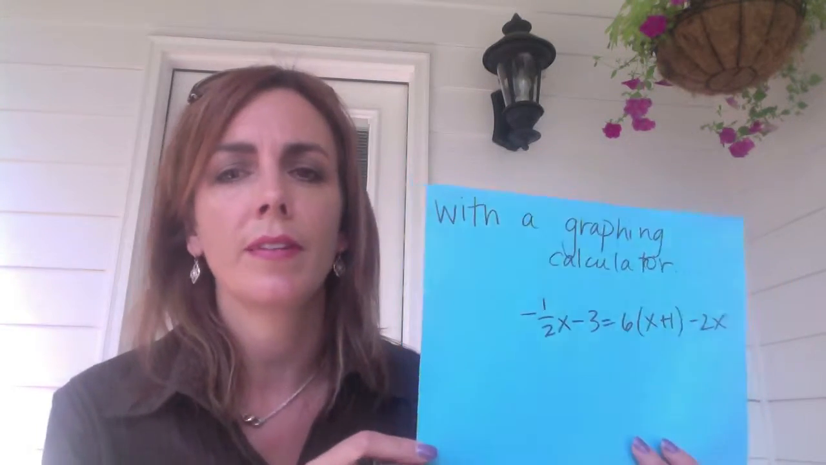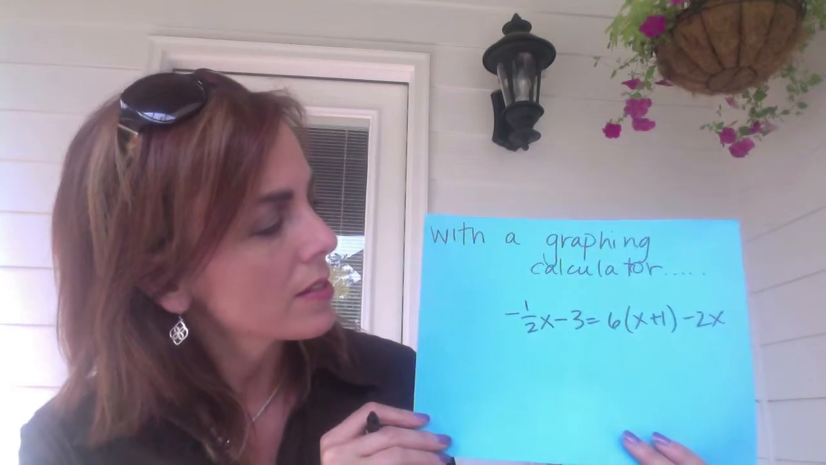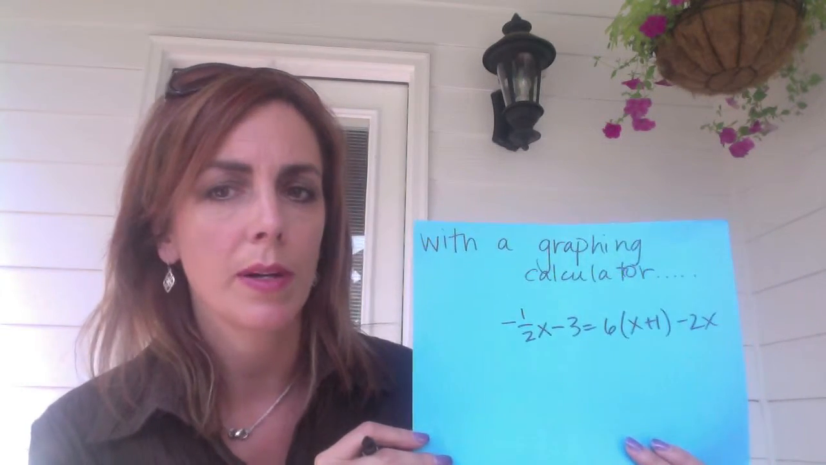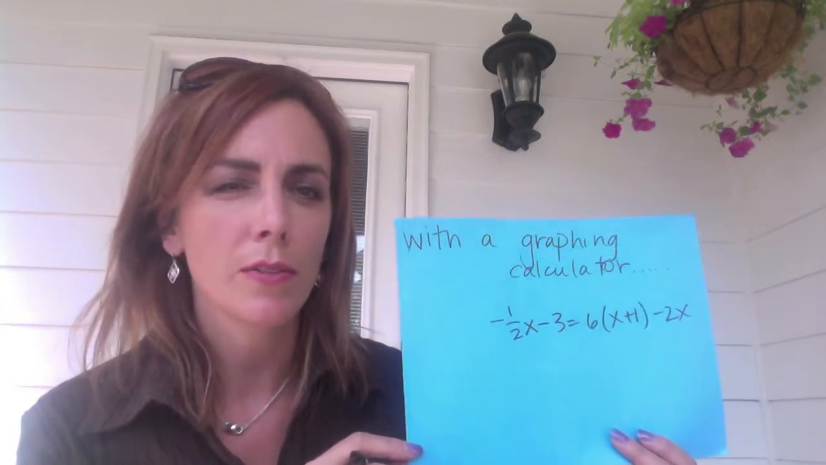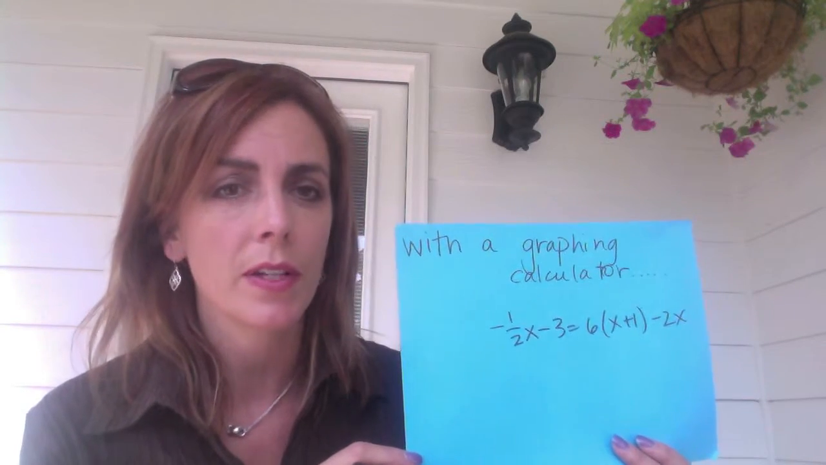Okay, so the next part of this we're going to look at is solving a linear equation with a graphing calculator. So that brings into discussion, how does a graph relate to solving a linear equation, and also how can we look at a table of values and decide what the solution is. So let's take a look at this equation. Negative 1/2 x minus 3 is equal to 6 times x plus 1 minus 2x. And of course we can do what we've done before and solve this algebraically, but we're going to use this as an example to solve both graphically and with a table.